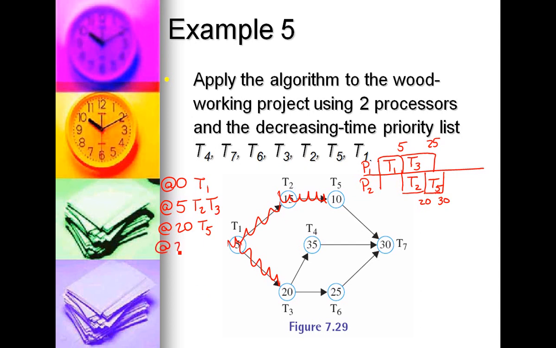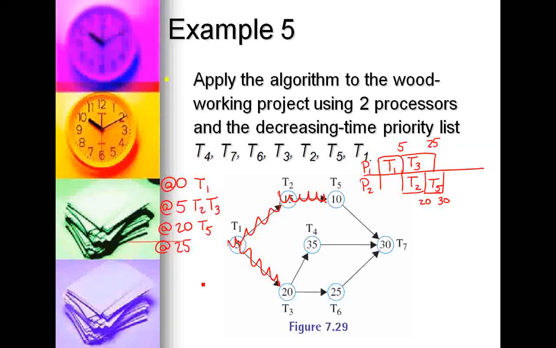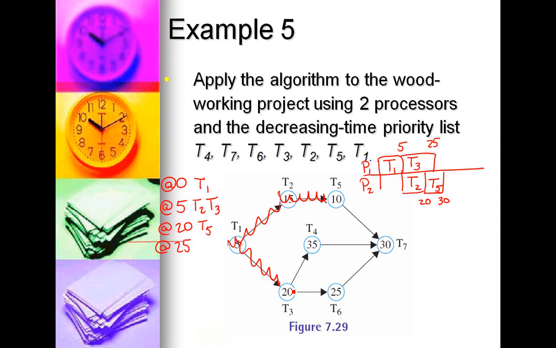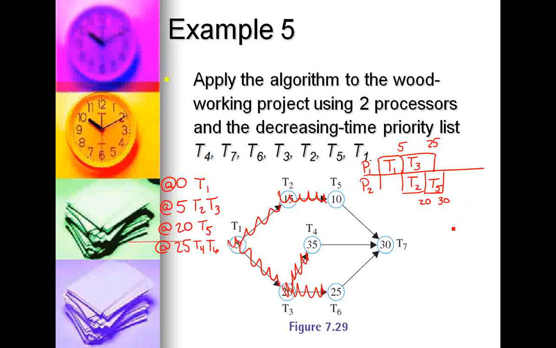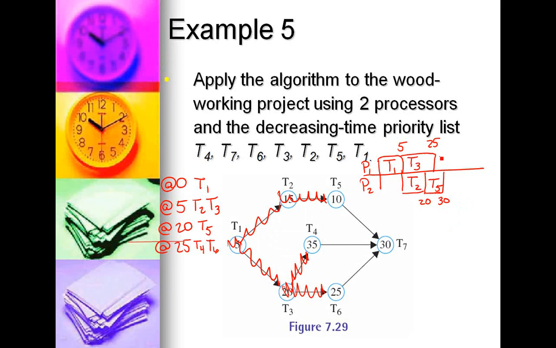Then at the 25-minute time slot, T1, T2, and T3 are complete. So that gives us 2 new ready tasks. T4 and T6 are both ready. So when you have a choice, you look at your priority list, and that tells you who to schedule. T4 is the highest priority. So T4 is scheduled in the 25-minute time slot. T4 has a length of 35, so that takes us out to 60.